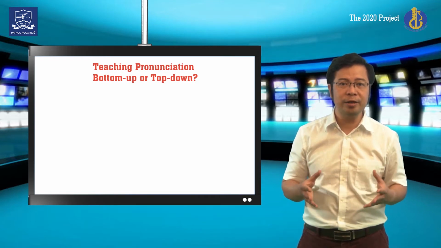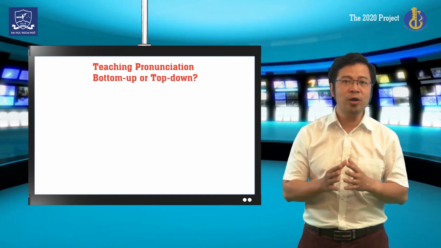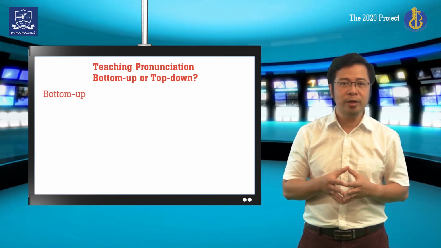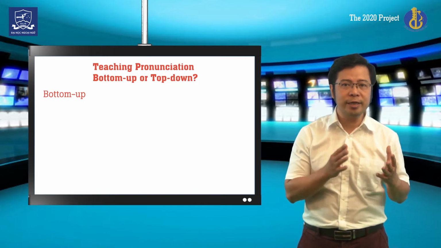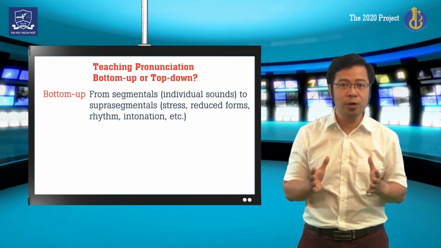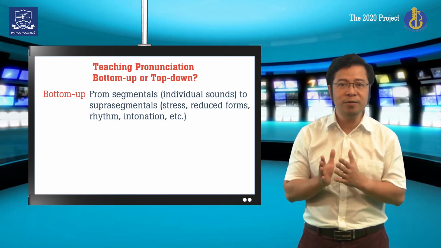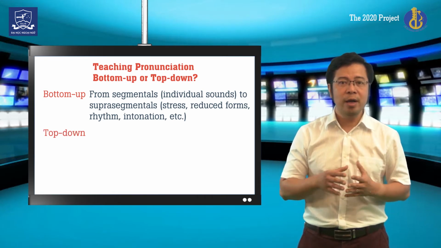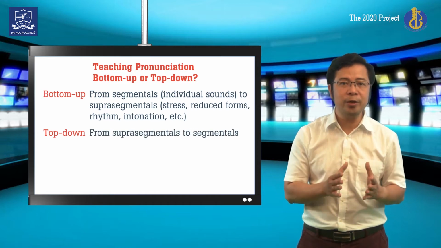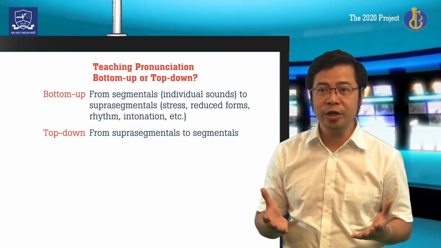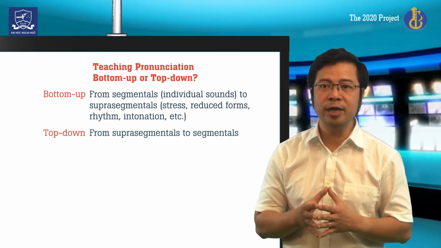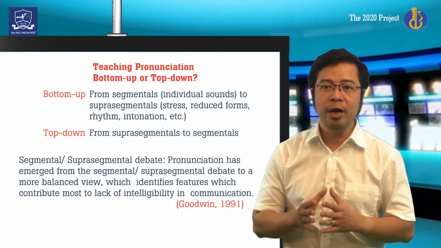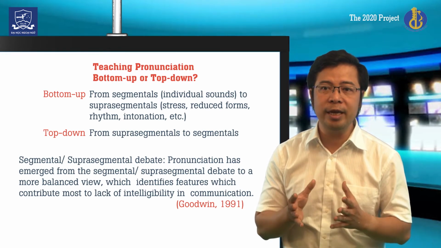In terms of teaching pronunciation, there has been a controversial debate on segmentals bottom-up or suprasegmentals top-down. For the bottom-up approach, they believe that we should teach pronunciation from individual sounds or segmentals to stress, reduced forms, rhythm, intonation, suprasegmentals. However, supporters of the top-down approach argue it in the reversed way, from suprasegmentals to segmentals. Pronunciation has emerged from the segmental, suprasegmental debate to a more balanced view, which identifies features which contribute most to lack of intelligibility in communication.